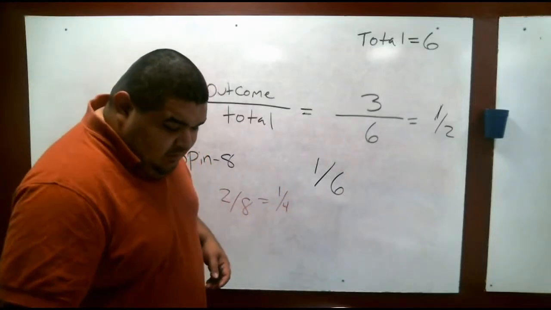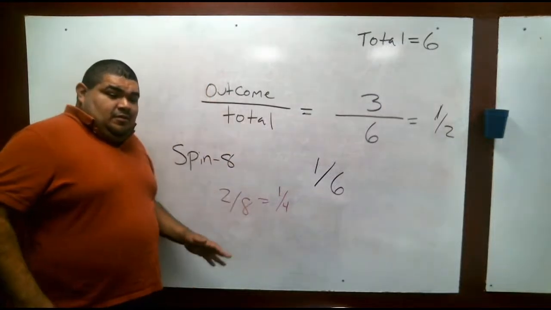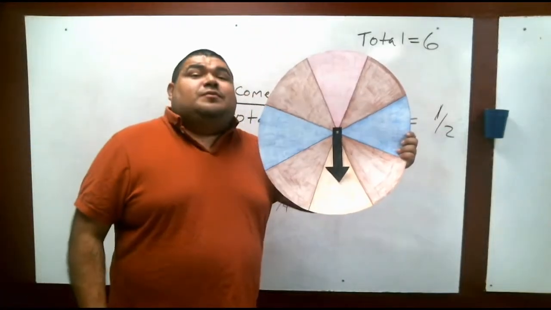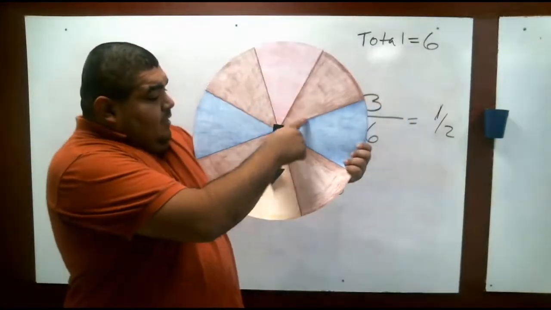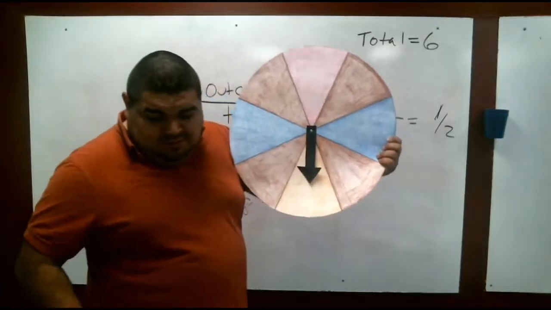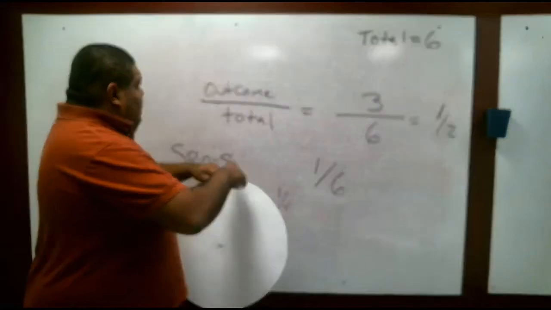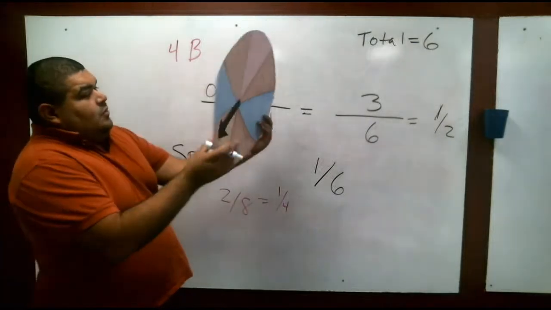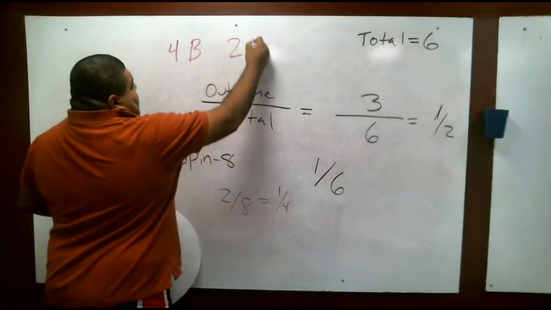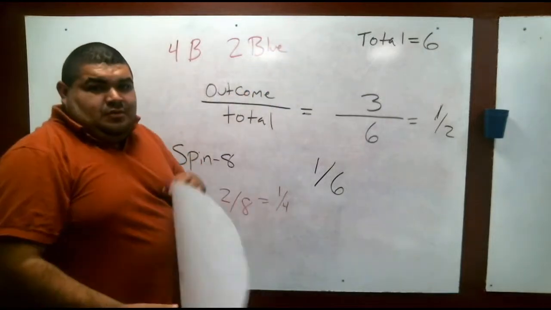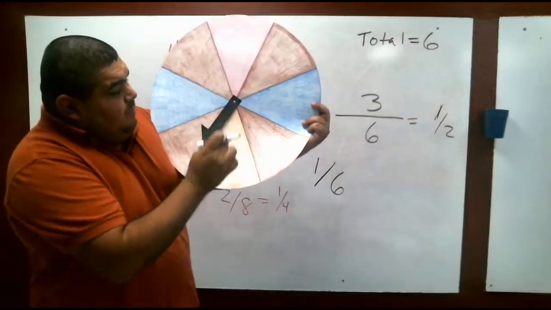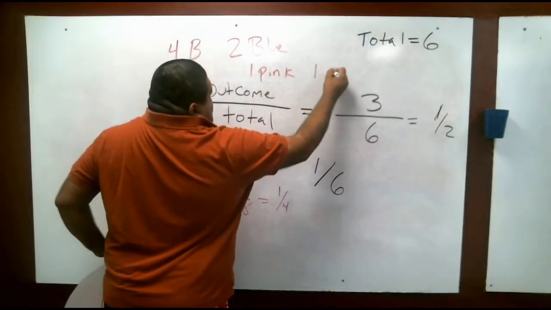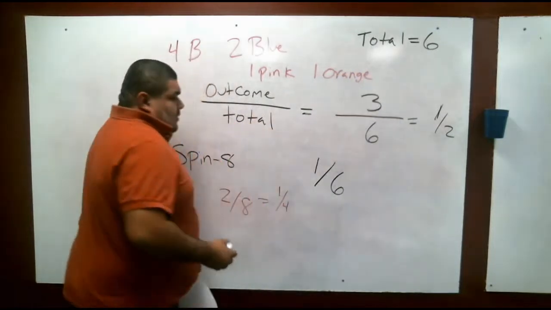So make sure you have everything written down. Make sure you write down how many of each we have, because for the assignment you're going to need it. We have 4 brown. We have 2 blue. We have 1 pink and 1 orange. Okay.